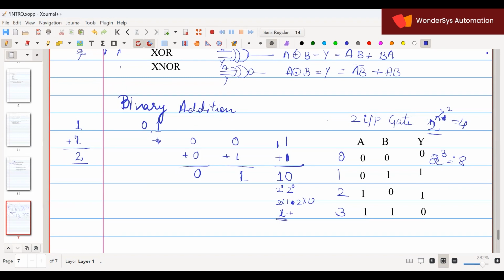Yes, ma'am. Did you people share the XNOR truth table? Anyone? Everyone, please share it. Shared, madam. You guys understood? Yes, madam. Any confusions in basic gates?